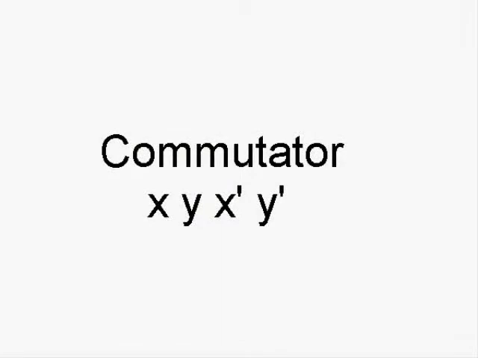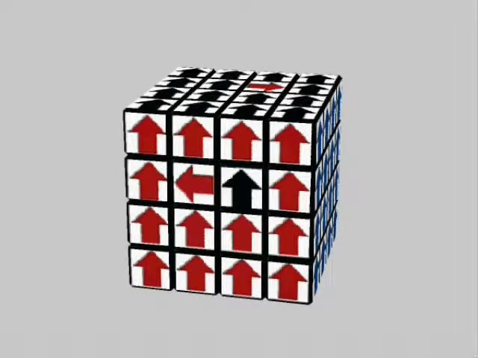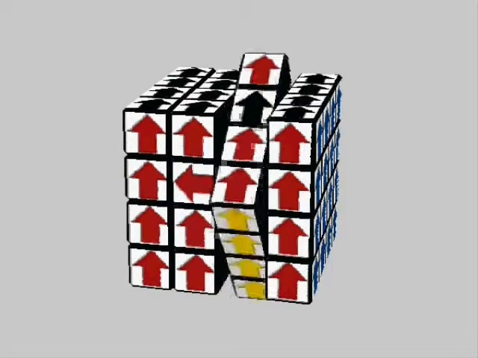This type of algorithm has the following form: x, y, x inverse, y inverse. On the regular 4x4 cube, it appears that only two center pieces need to be swapped. Looking at it on the 4x4 supercube, three pieces are involved in this algorithm. So what we need to do with the center commutator, if you're already familiar with this, should be nothing new.